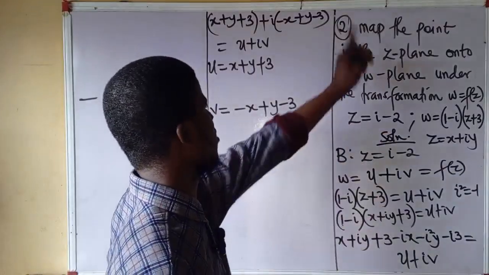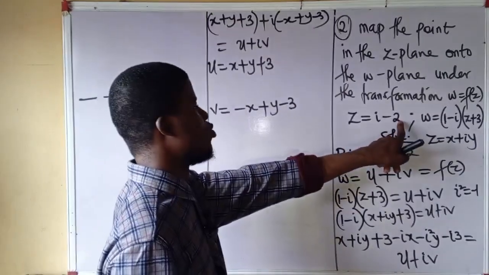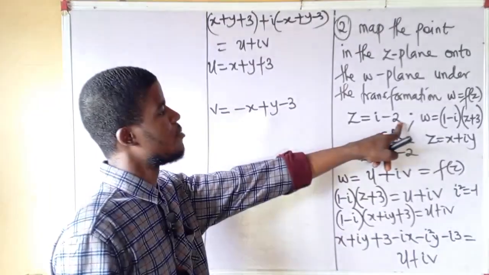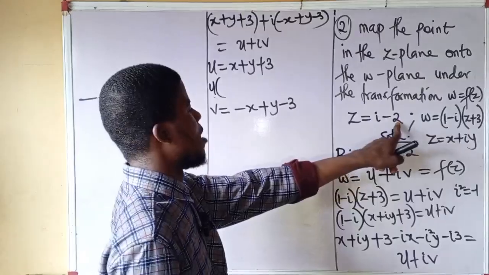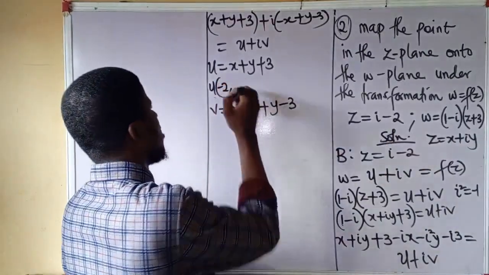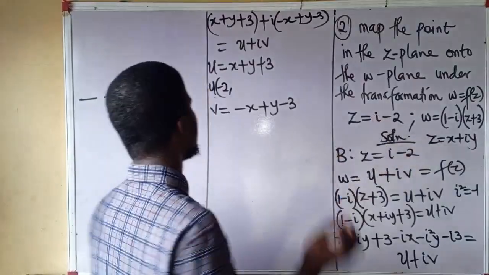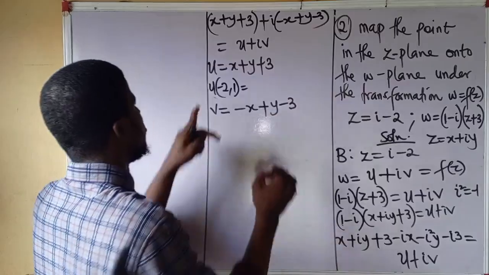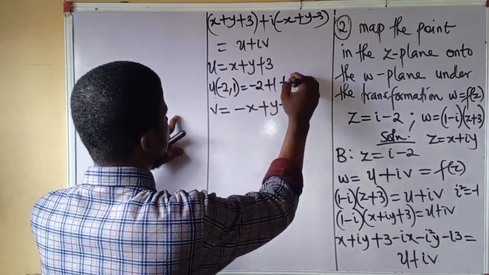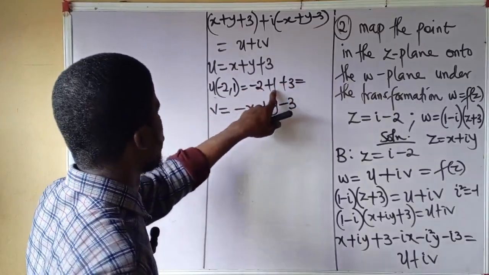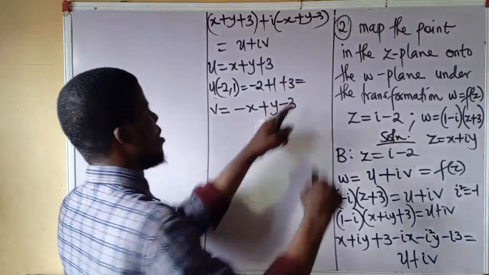If you come back to the point we are given, Z equal to I minus 2, minus 2 here is the X because it is a real part. U is a function of minus 2, which is X. Y is the coefficient of I, which is 1. So I'll be having minus 2 plus 1 plus 3. Minus 2 plus 1 is minus 1. Minus 1 plus 3 is 3 minus 1, and that's 2.